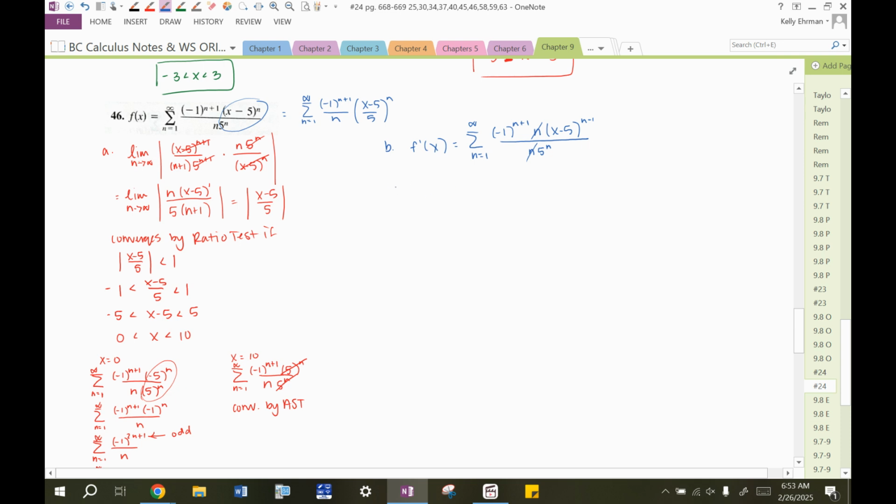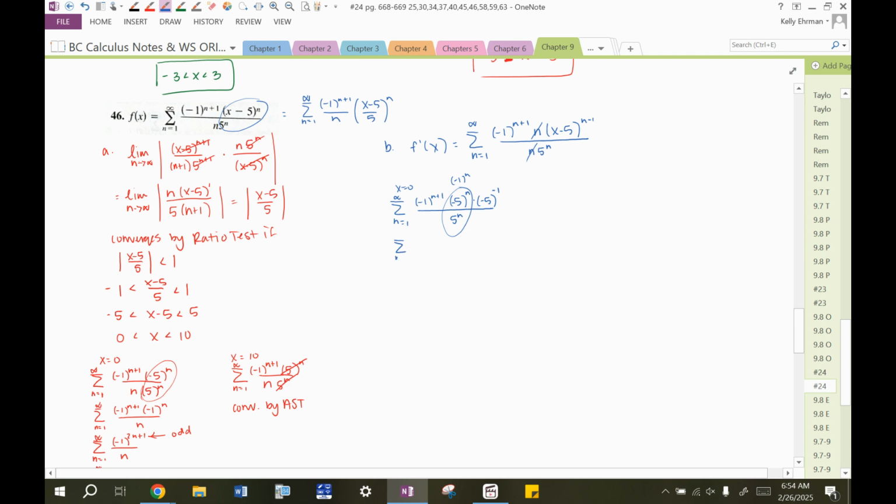So let's test this. What if x equals 0? What would that make our series? So we'd have a negative 1 to the n plus 1. 0 makes this negative 5 to the n minus 1. So let's do this. Negative 5 to the n times negative 5 to the negative 1 over 5 to the n. Why do I want to do that? Because I want to see where the negative 1 is. Like this is negative 1 to the n.